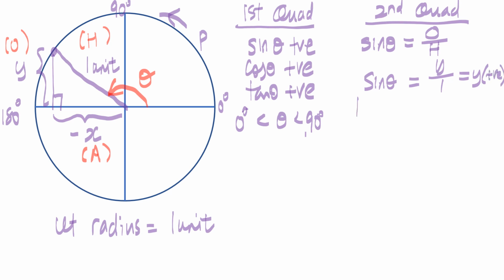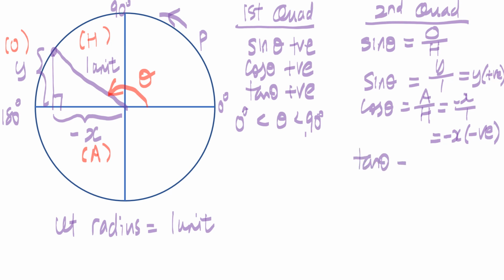Still positive. Then if you go to tangent theta, never mind, we find cosine first. Let's do it in order. Cosine theta is adjacent over hypotenuse. Adjacent will be negative x over 1, negative x. So that is a negative value. And then tangent theta is opposite over adjacent, which is y over negative x, which is negative y over x. So this is a negative value.